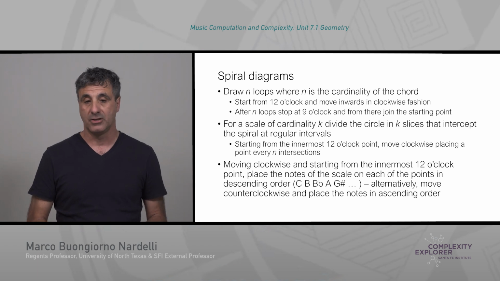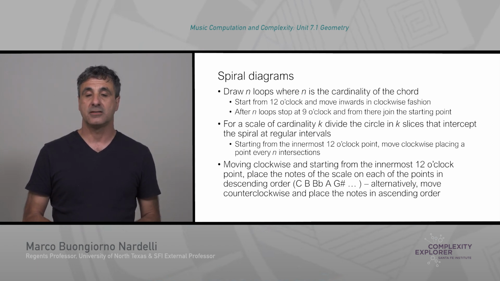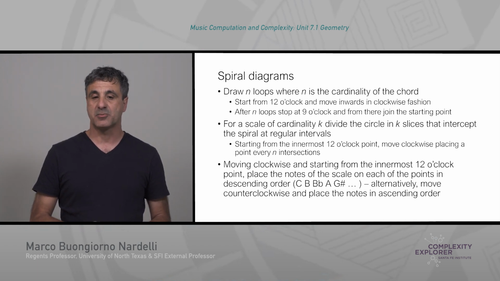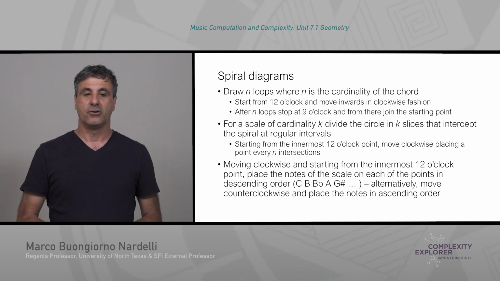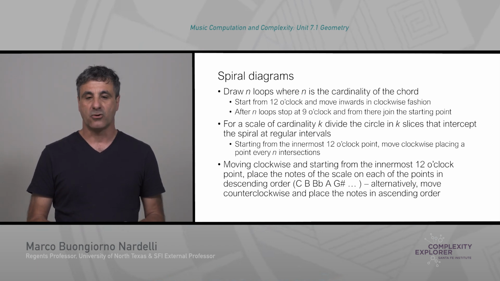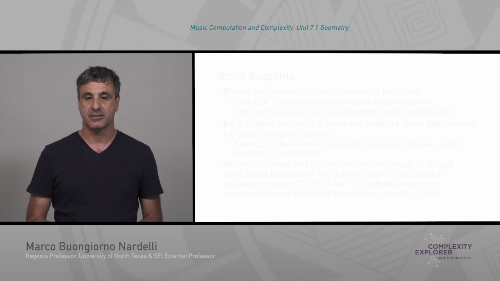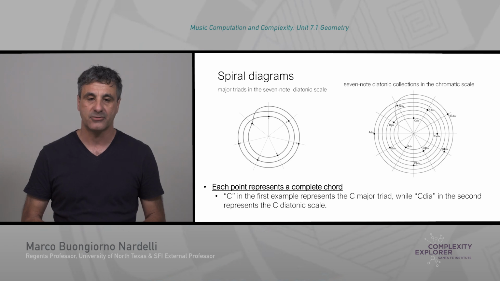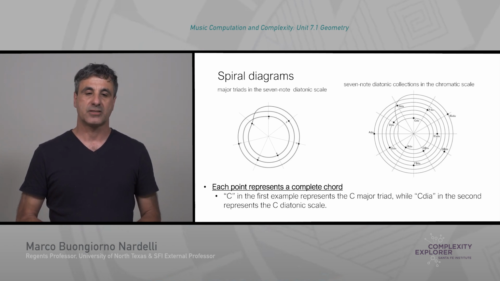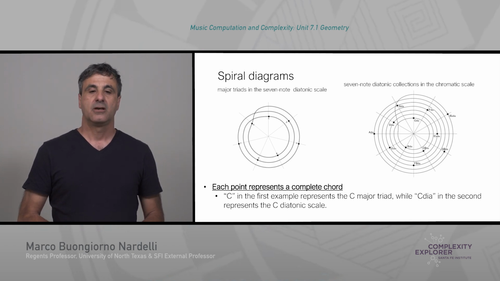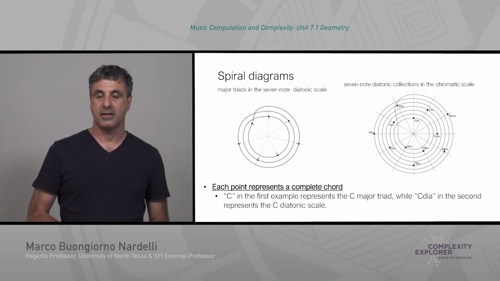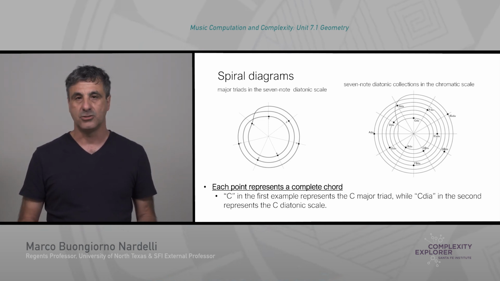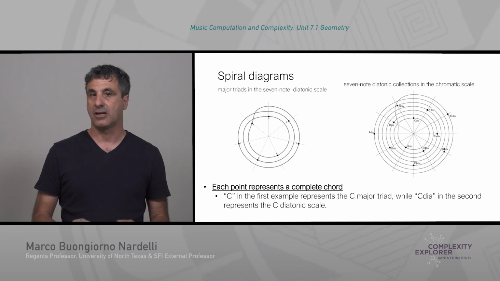If I have k notes in the scale, what I do is divide the circle that I generated in k slices that intercept the spiral at regular intervals. So I start again from 12 o'clock, move clockwise, and place a point every n intersections. So what I do is the following. Let's look at this particular image here on the left. What I want to do is construct a spiral diagram of major triads. So I have a 3-note chord for a 7-note diatonic scale. Again, the example of the C major chord, C, E, G, 3 notes on the C major scale, 7 notes.